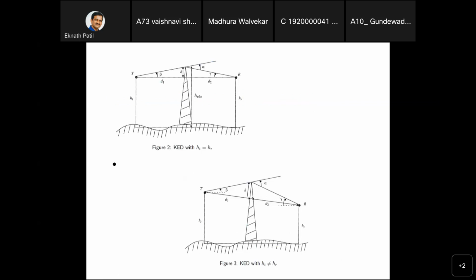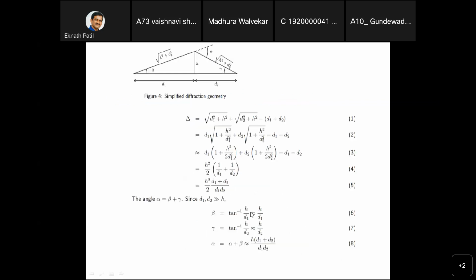Knife edge diffraction with hp equal to hr, that is the one thing, and knife edge diffraction for hp not equal to hr. Simplified diffraction geometry: delta is the path difference they are going to calculate, and the path difference for the different points they have given.